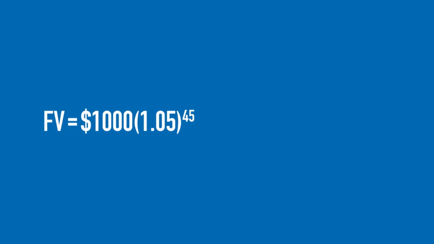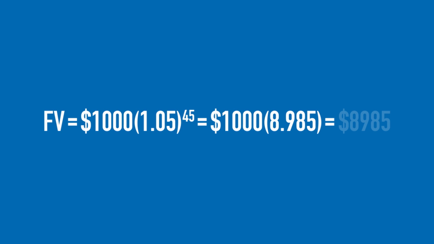The compound interest equation generalizes. So the question is, let's assume you're 20 years old and you invest $1,000 and you leave it in, you never remove it until you retire at age 65. How much would you have? Well, you'd have the $1,000 times 1.05 to the 45th power, 45 years. So it's $1,000 times 8.985, which is equal to $8,985.